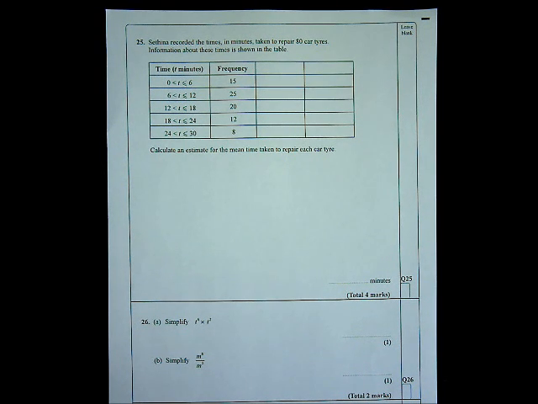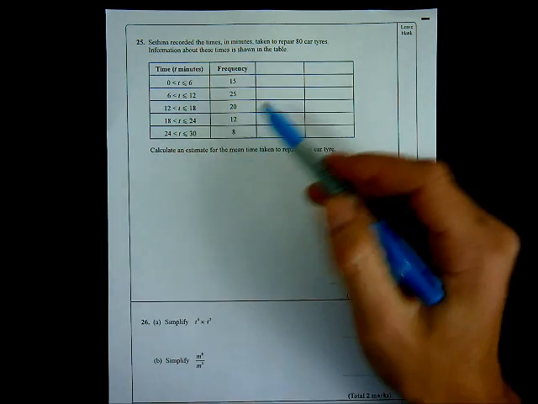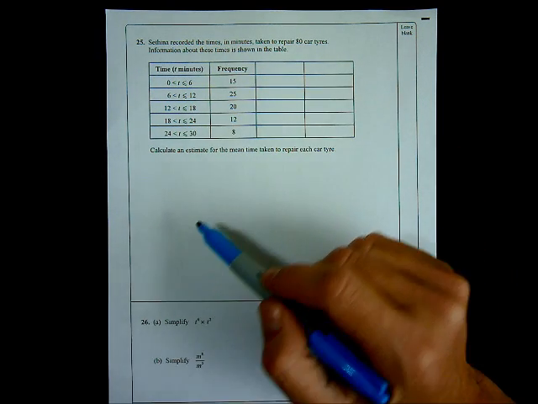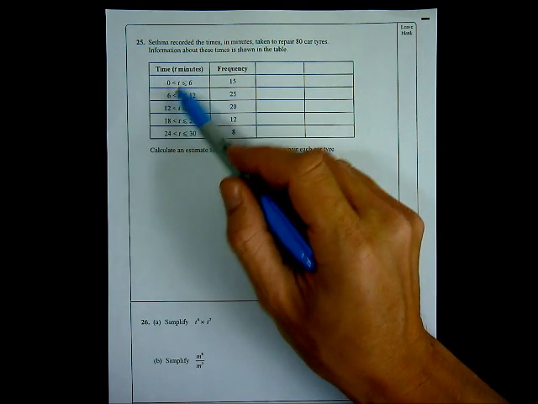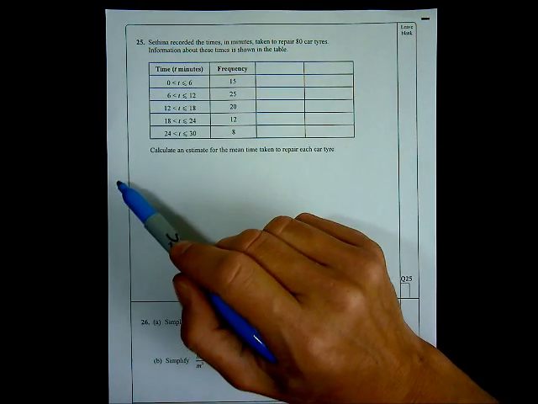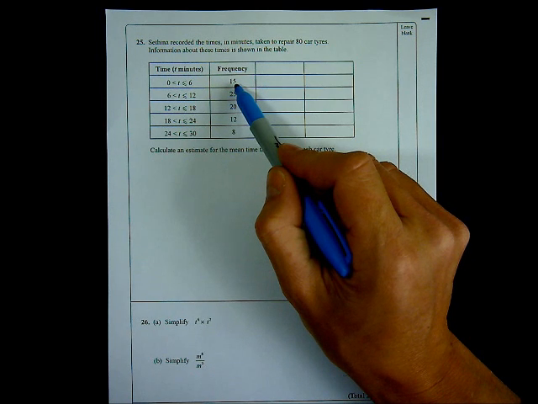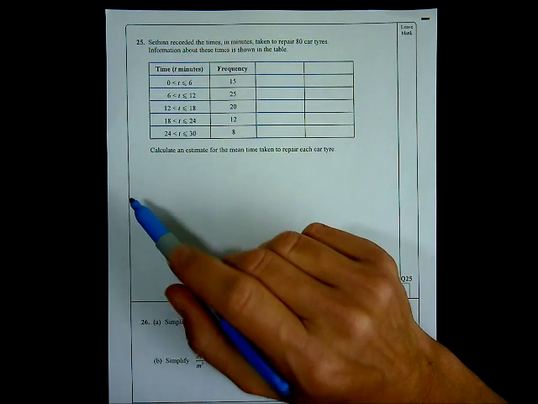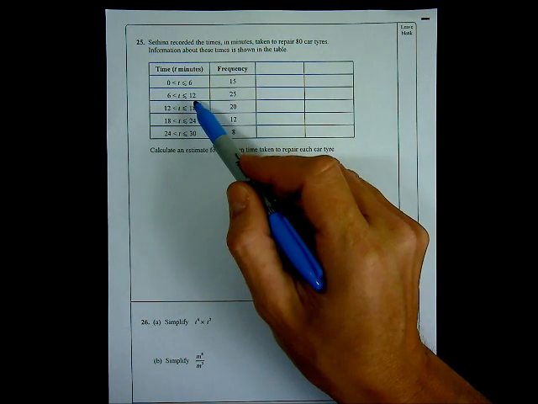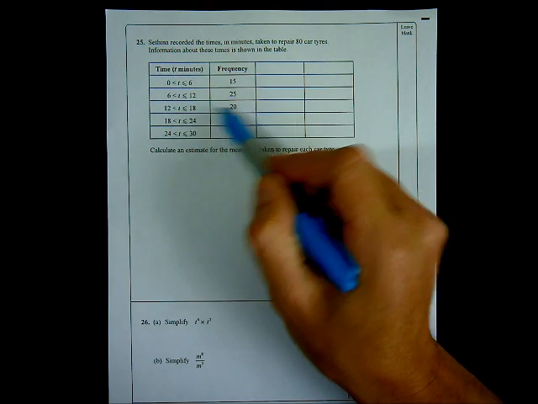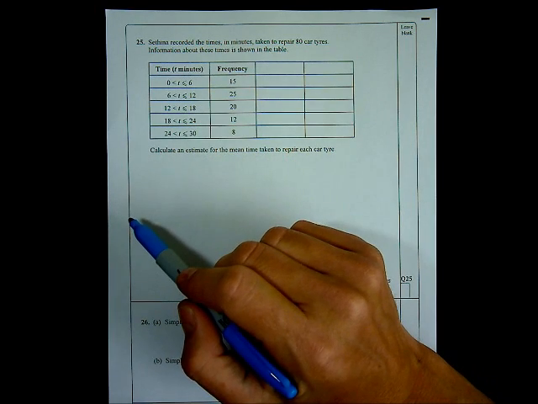On question 25, I'm given the times and minutes taken to repair 80 car tyres. And the first thing I'm going to do is make sure that I understand the table. So the time in minutes is here, between 0 and 6. And 15 cars took between 0 and 6 minutes to be repaired. 25 cars took between 6 and 12 minutes. And 20 cars took between 12 and 18.